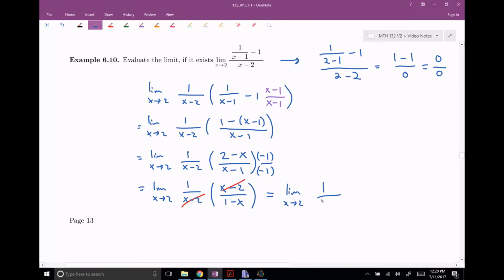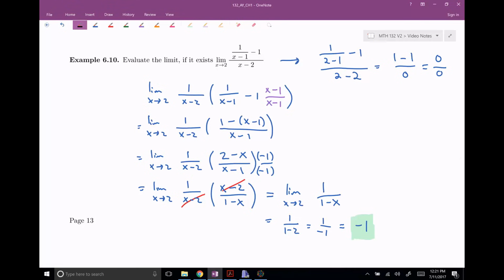So now, all I'm left with is this. Let's try direct substitution again. If I plug in 2 everywhere I see an x, I would get 1 over 1 minus 2, 1 over negative 1, which simplifies down to negative 1. So in this case, my 0 over 0 is canceled and gave me negative 1.